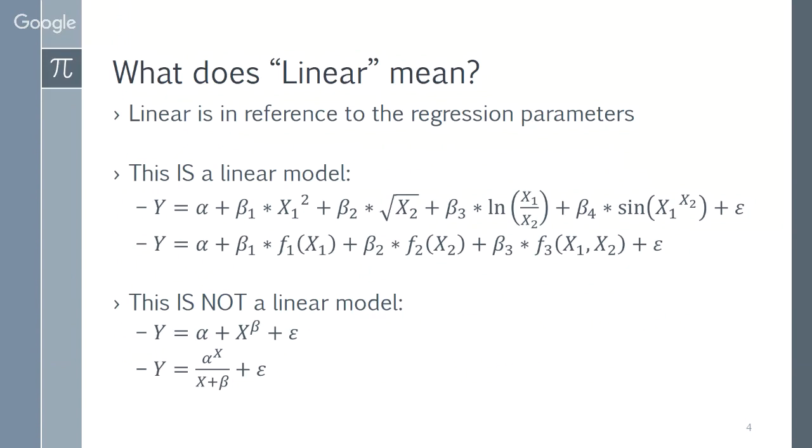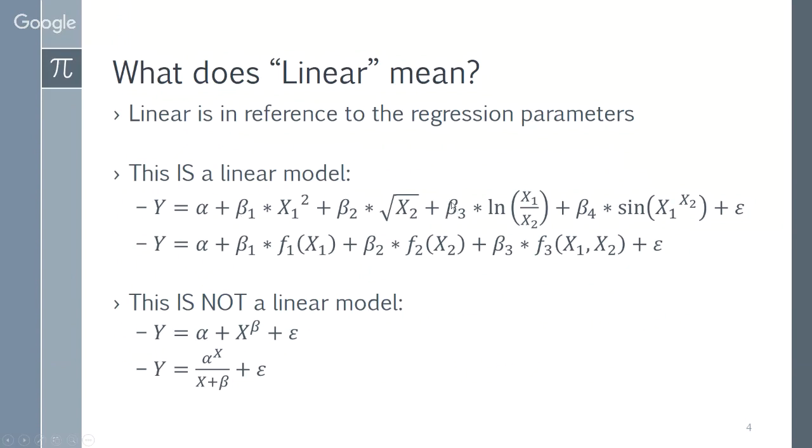It's in reference to the regression parameters. The regression parameters all have to be separate from each other, basically. So if we look at these examples of a linear model, the regression coefficients are all separate. They're all linear combinations of each other. And this linear combination is a term from matrix algebra, also called linear algebra. And basically, they're separated by addition signs, right?